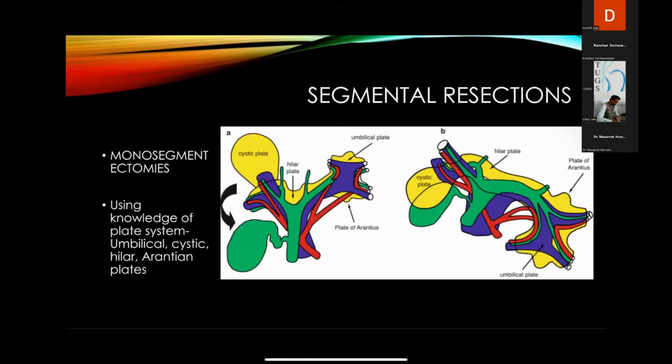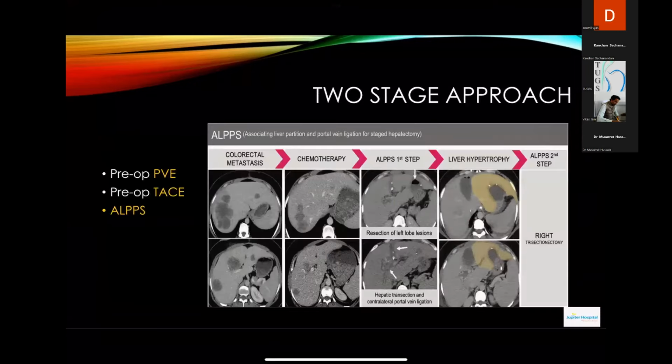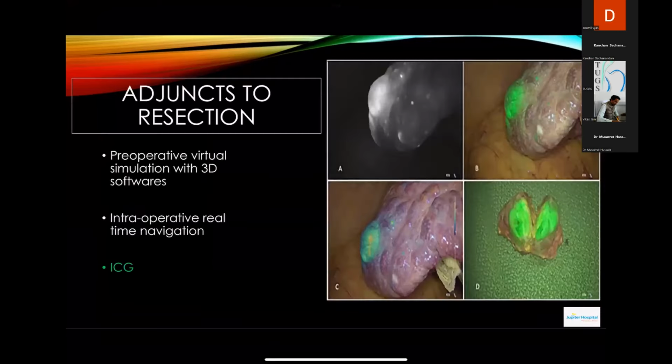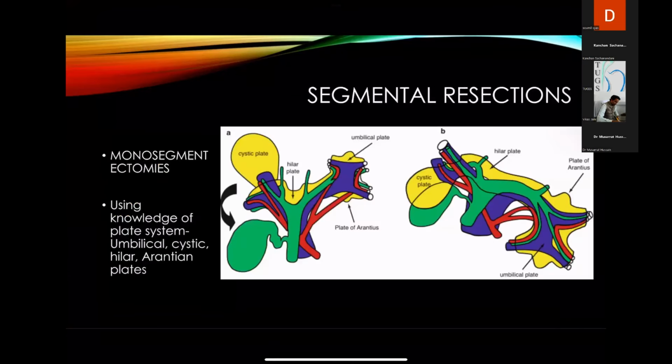So then we have monosegmentectomies where, as Dr. Balakrishnan rightly pointed out, we can use the knowledge of the cystic plate, the umbilical plate, the hilar plate, and the Arantian plate, and based on that, we can focus on the segmental pedicles and do monosegmentectomies.